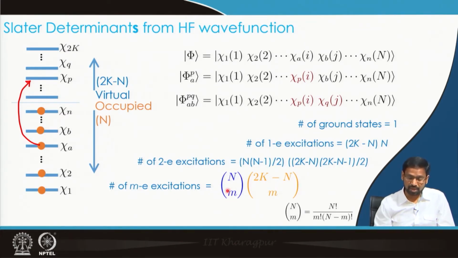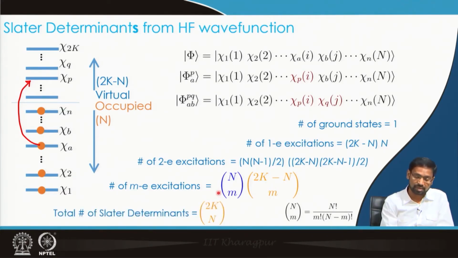Now, this binomial coefficient n choose m is given as n factorial divided by m factorial multiplied by n minus m factorial. So, you can evaluate this for a few example systems. If I continue to do this, suppose I have this n number of electrons, and I want to excite all n electrons and find out the total number of Slater determinants that I can construct. That would come out as the binomial coefficient 2k choose n. So, this is the total number of Slater determinants that are possible after I complete my Hartree-Fock calculation.